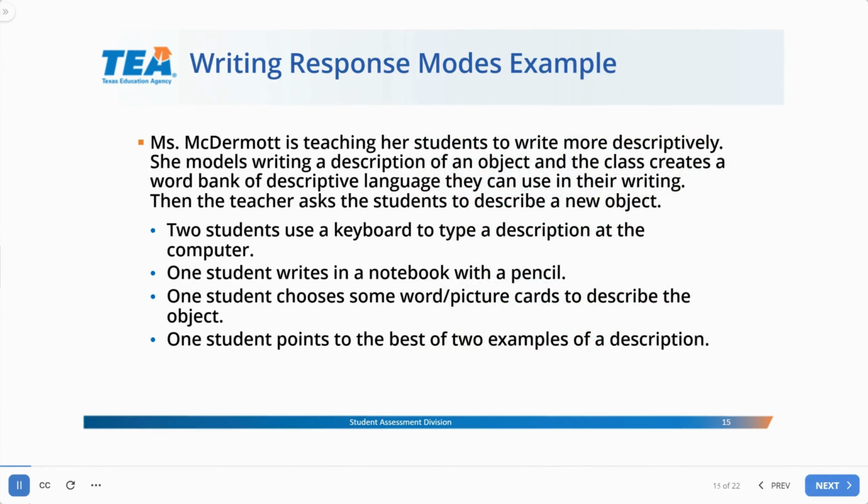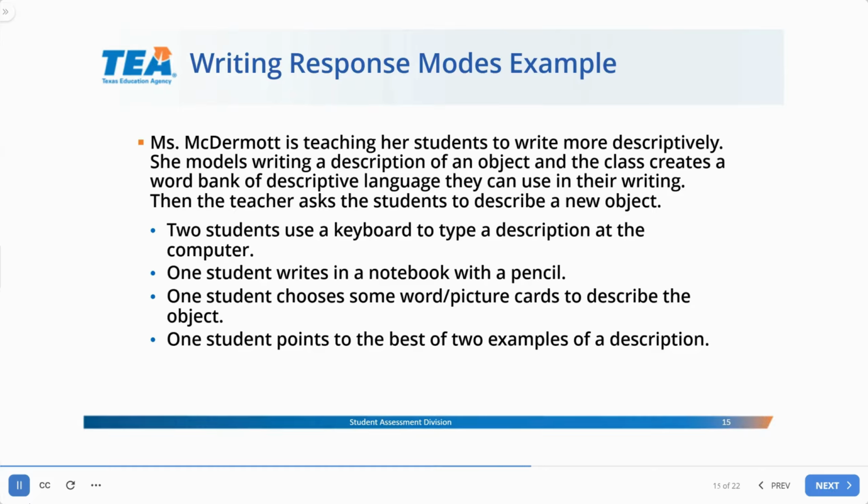This is an example of how students in one class might use alternate response modes for writing. Ms. McDermott is teaching her students to write more descriptively. She models writing a description of an object, and the class creates a word bank of descriptive language they can use in their writing. Then the teacher asks the students to describe a new object.